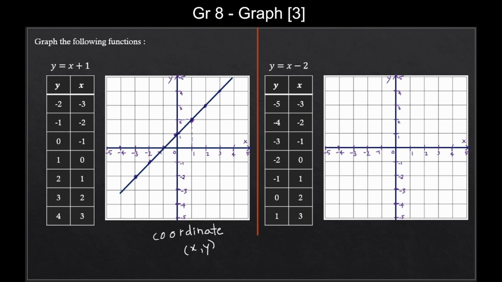Did you get the same line as mine? You can also do the next one. Then we'll discuss these two graphs, okay? Check if you got the exact same lines.